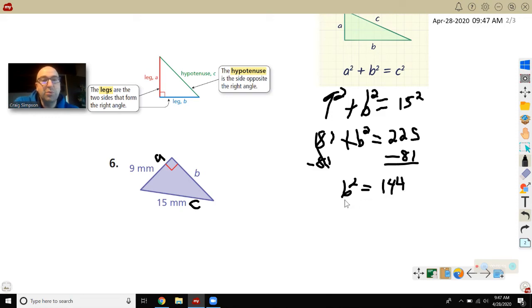And then our last step, we have to get B squared to just be B by itself. To do that, you find the square root. What you do to one side, you must do to the other. So the square root of 144. So B equals, and I know the square root of 144 is 12. So side length B is 12 millimeters.